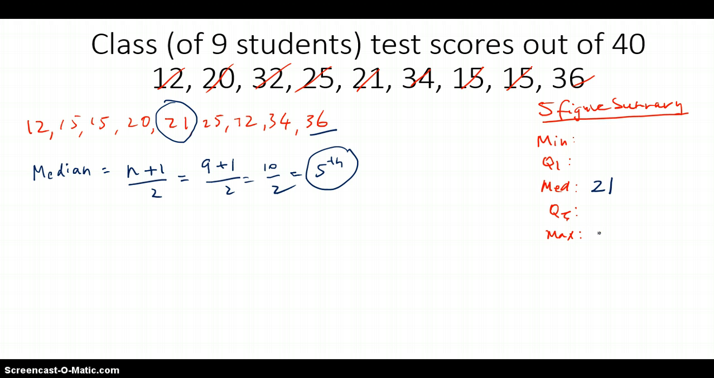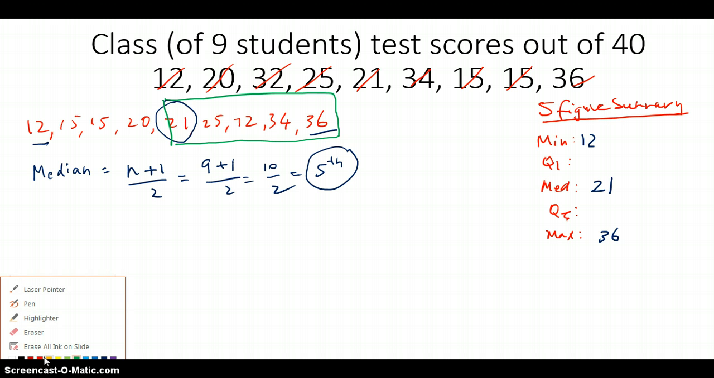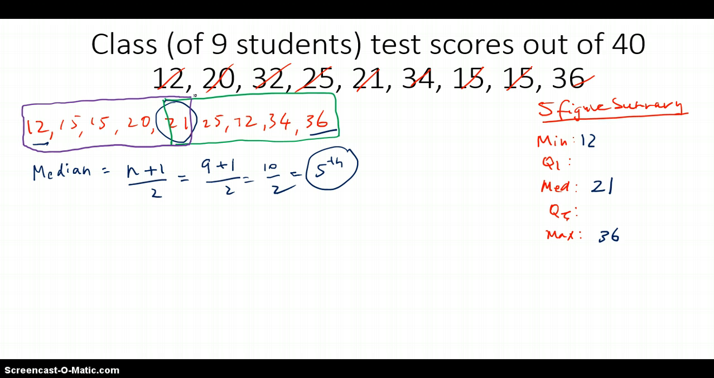So the maximum is going to be 36, and the minimum will be 12. Okay, we just need to find what quartile 1 and quartile 3 are. So going on from the previous video, we can imagine the quartiles as dividing the data. I'll change color, maybe to purple for this one. The purple relates to the lower quartile, and the green relates to the upper quartile.